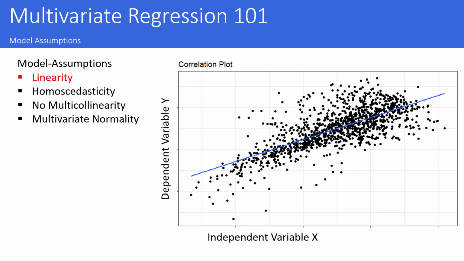There are a few model assumptions associated to multivariate linear regression. First, the relationship between independent variables and dependent variables should be linear. This could be checked by creating scatter plots of all independent variables and the dependent variable. You can see an example on the right side. Black points are actual observations and the blue line indicates a linear regression. Here you can assume that the relationship is linear.